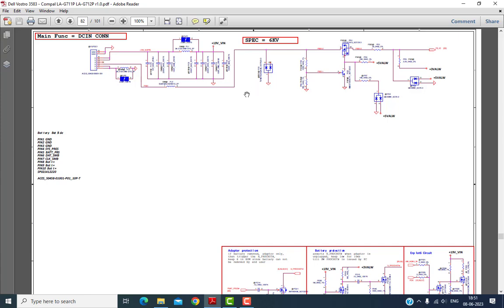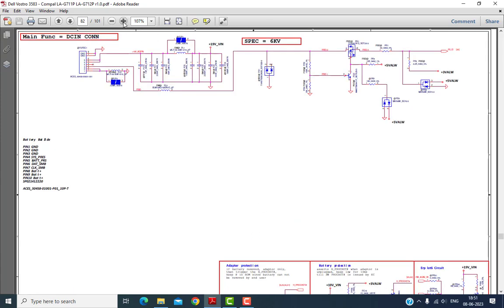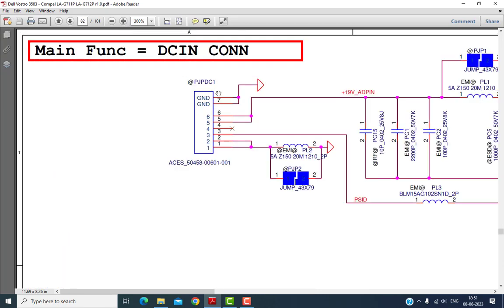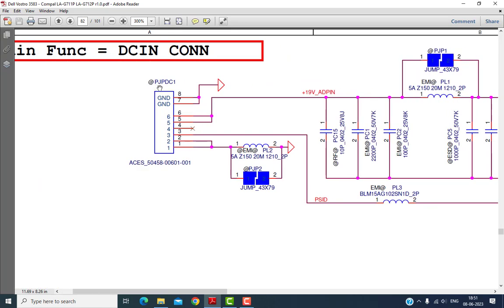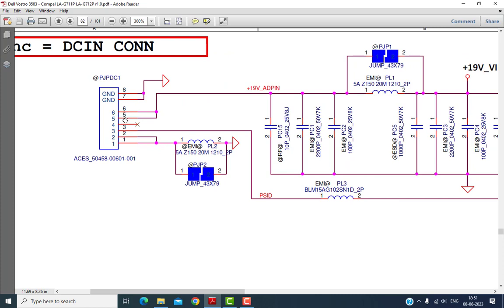So this is my DC adapter. I'll just zoom this picture. This is a DC jack, written as PJP DC, and this is the location number for the DC jack. Pin numbers 5 and 6 are positive, pin numbers 1 and 2 are ground, and pin number 3 is PSID. This signal is called the PSID. PSID means the adapter ID signal.